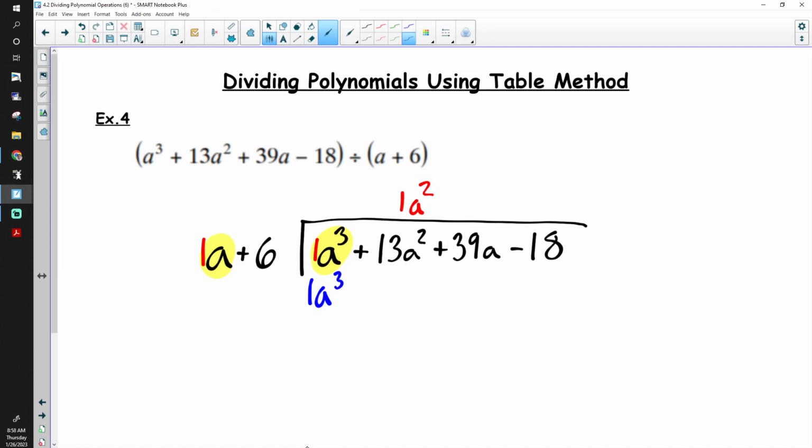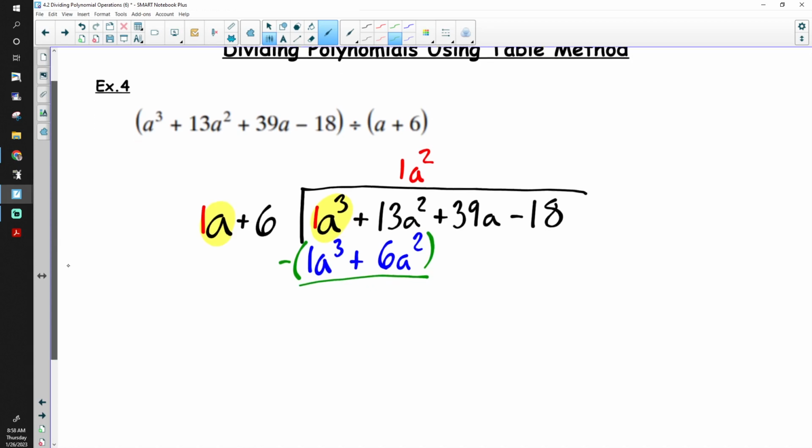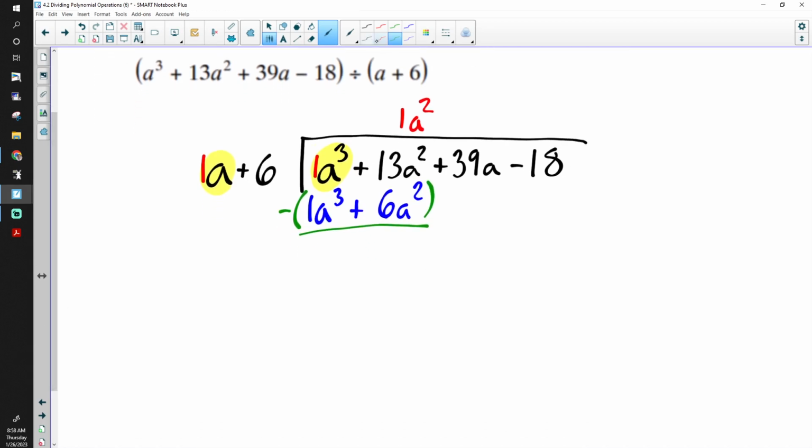And then I have to multiply 1a squared times 6, which gives me 6a squared. And again, there's our exponents all starting to line up. And we subtract. My first terms, boom, canceled. 1a to the third minus 1a to the third, 0. Second term, 13 minus 6 is 7a squared.